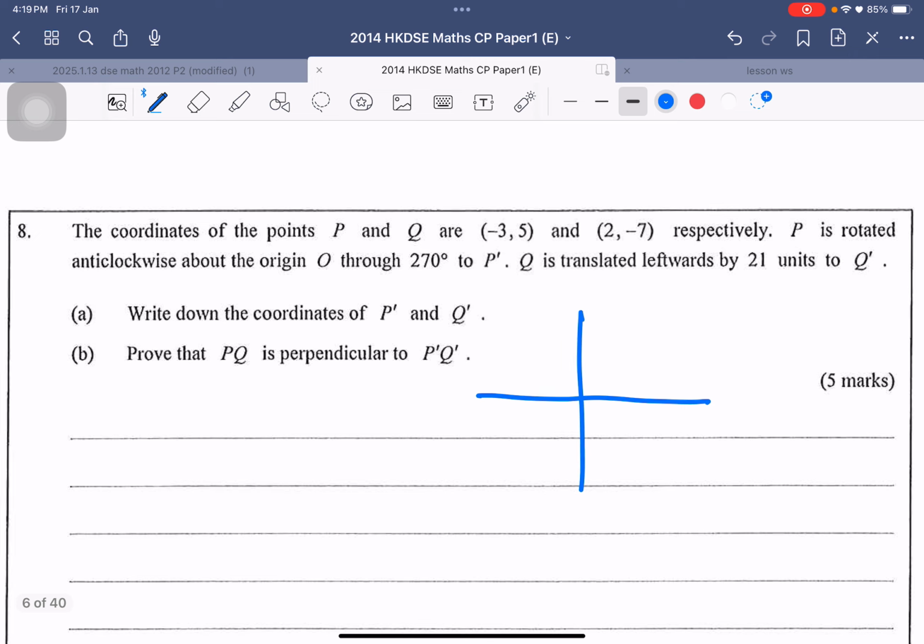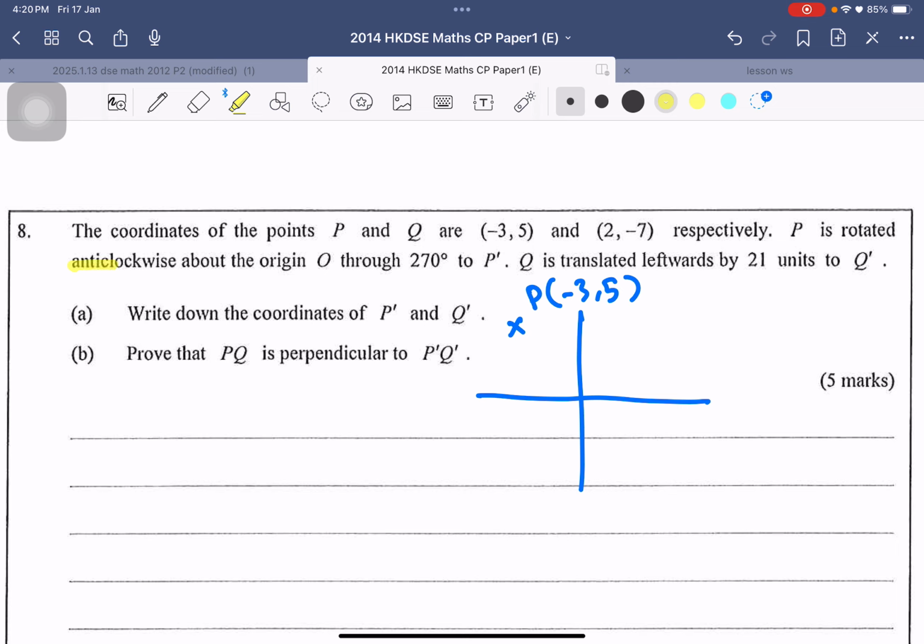Where is the P? 1, 2, 3, or 4? 2 should be here. So negative 3, going left for 3, going up for 5, isn't it? So now here is going to be your P, at negative 3, 5. So now you read the question.